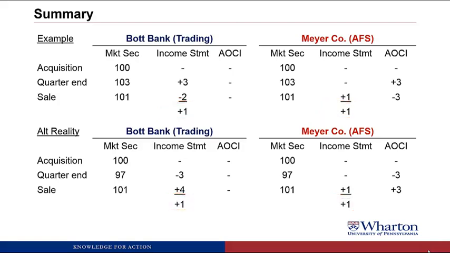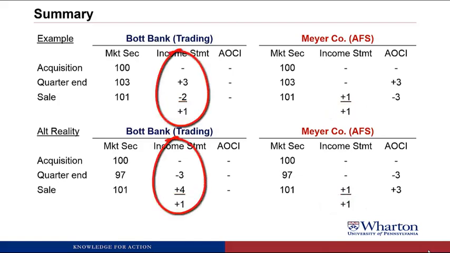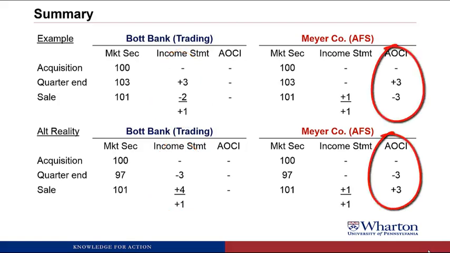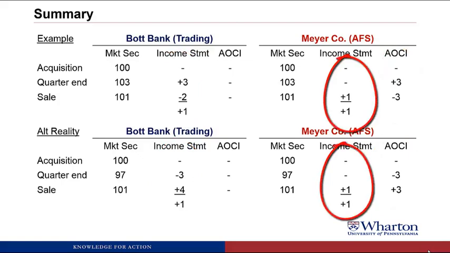What the trading securities method does, though, is it puts volatility in the income statement because we mark to market every period. Whereas under AFS, all that volatility is stored up in AOCI so that all we show up on the income statement is the realized gain at the time that we sell it.